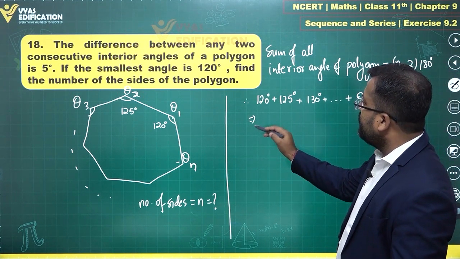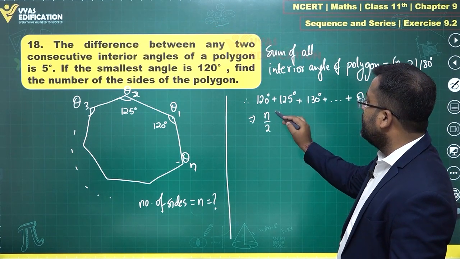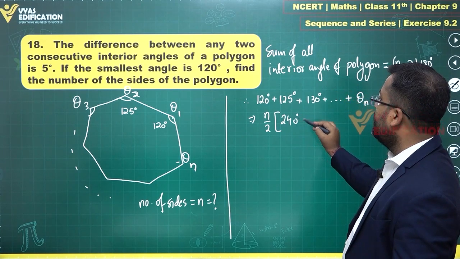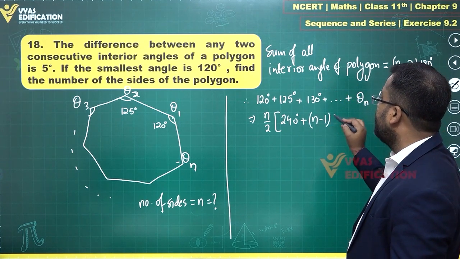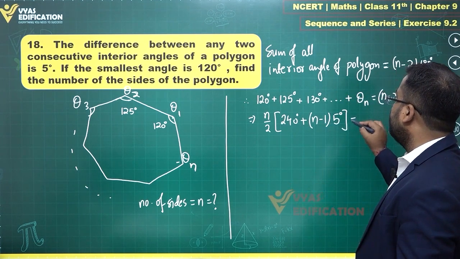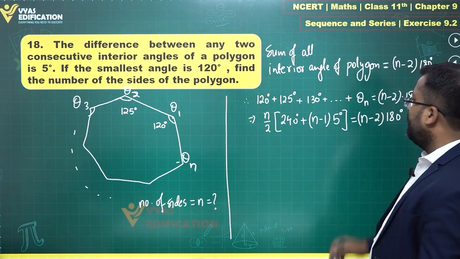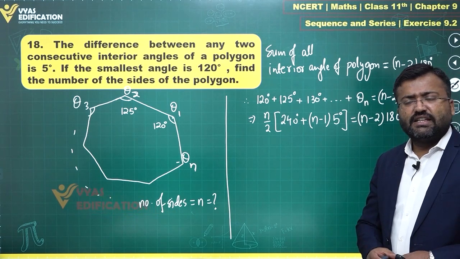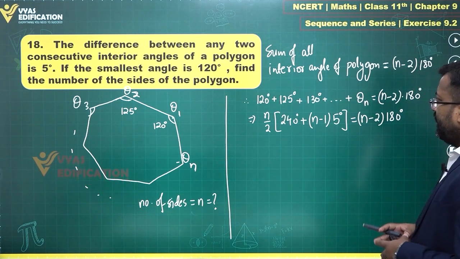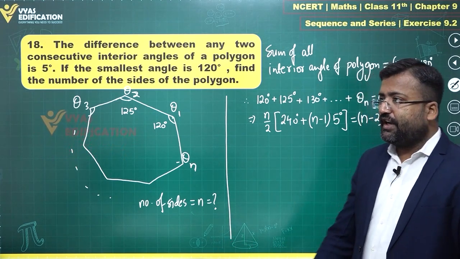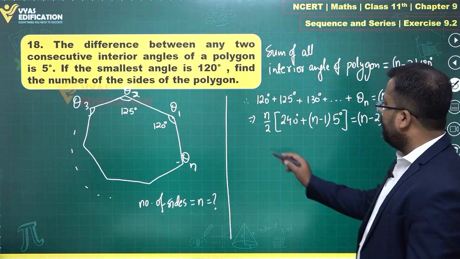And what is the sum equal to? Sum is number of terms by 2. Since this is an arithmetic progression, n by 2 times 2 times 120, which is 240 degree, plus n minus 1 times common difference, which is 5 degree, and this is n minus 2 times 180 degree. I hope that's okay. Yes, that looks pretty simple. We have an equation in terms of n. Can we solve this equation to get the value of n? Yes, we can. Let's do it.